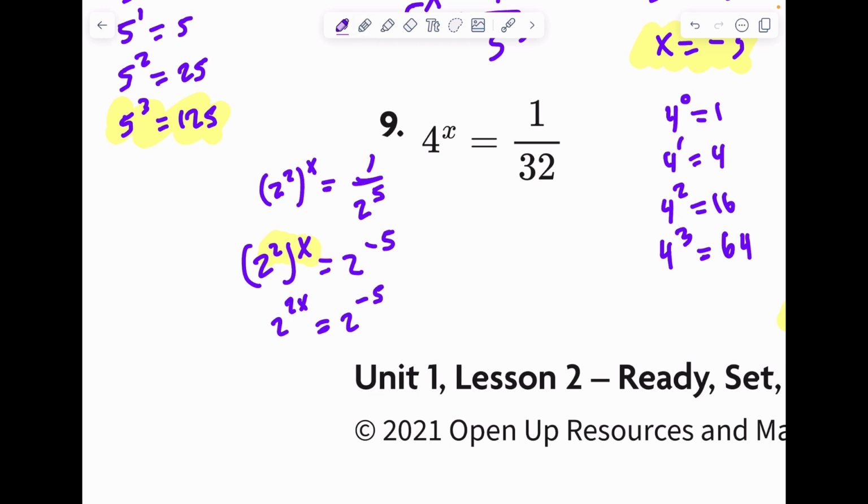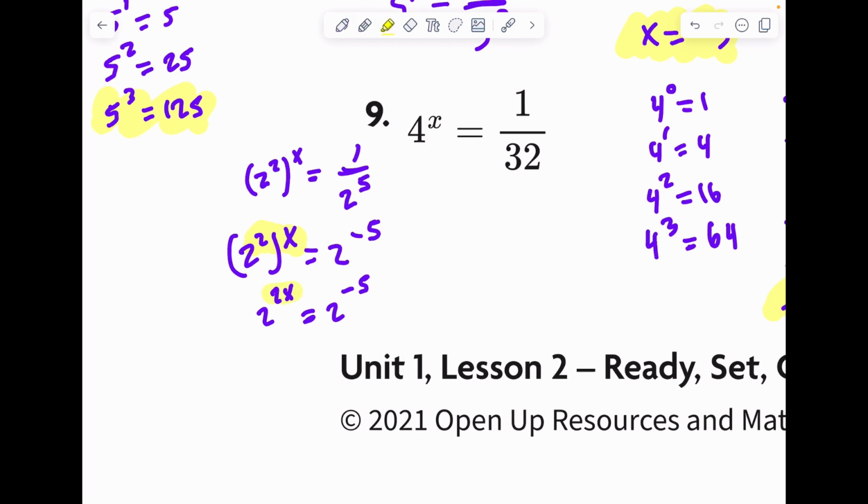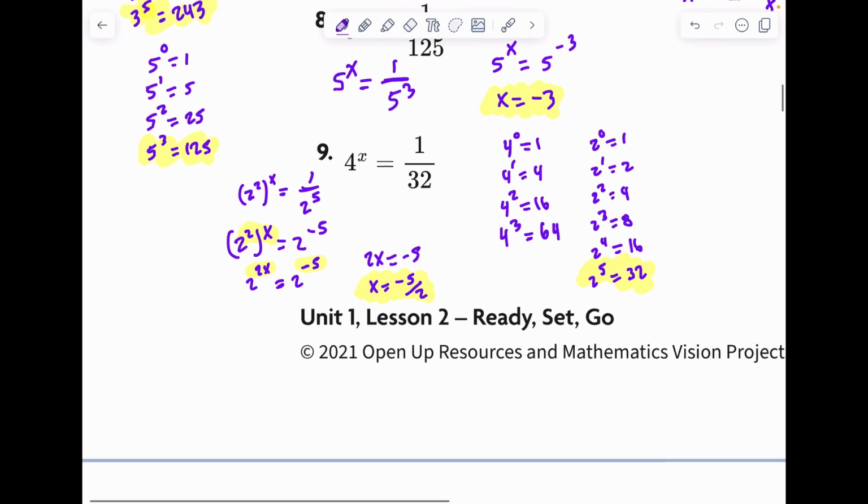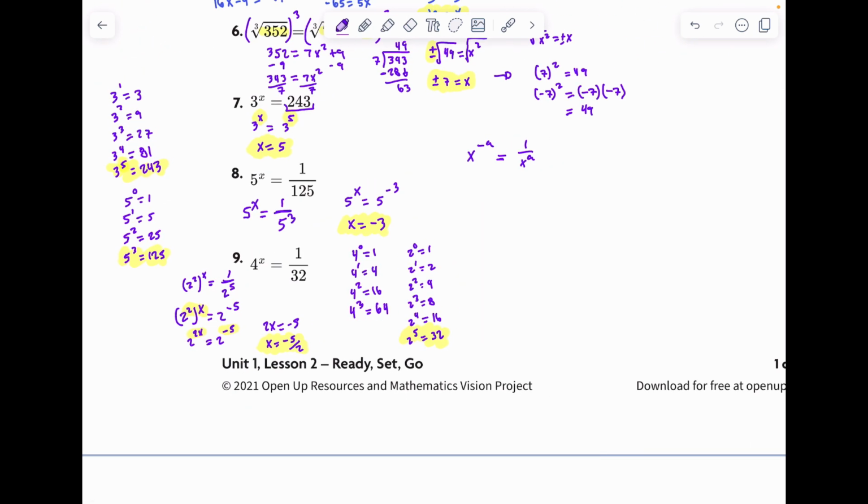Now what I need to do is set my exponents equal to each other. So I get that 2x is equal to negative 5, and x is equal to negative 5 over 2. So that is my answer for this. Okay? This one required a little bit more work and a little bit more thinking as well.